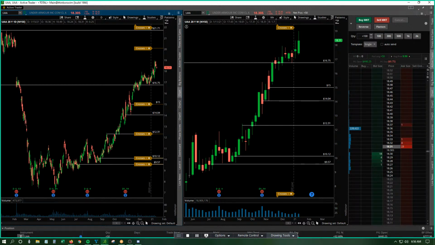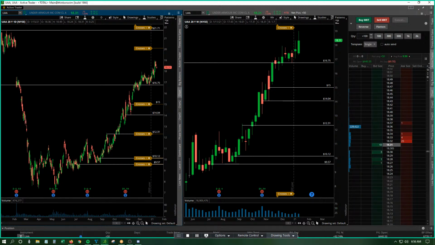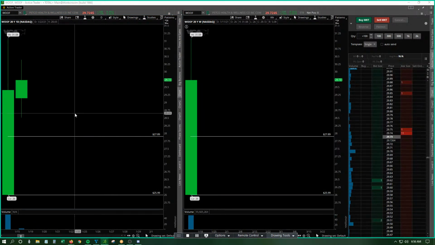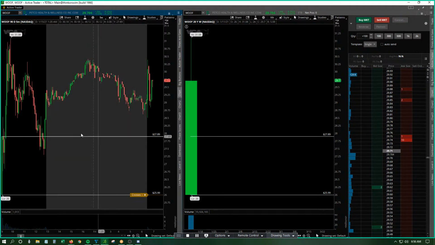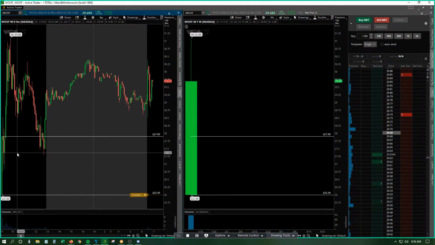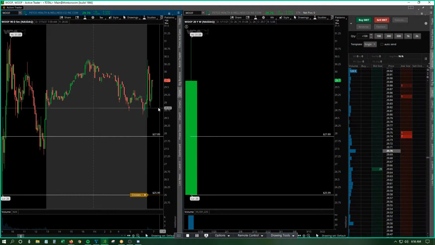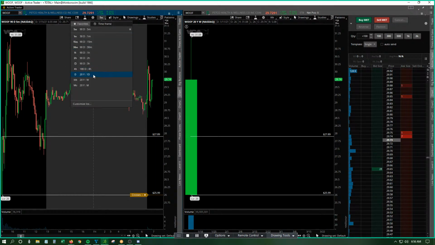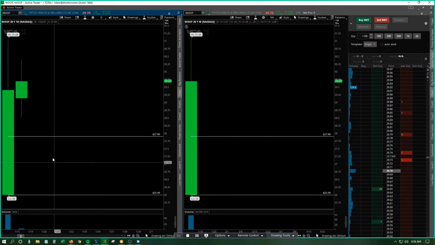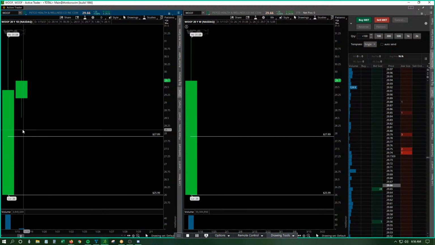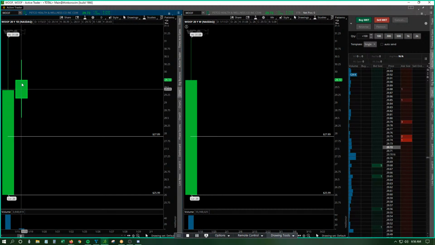What else do we got going on here? Oh yeah, Wolf. Petco public yesterday. Stuck in yesterday's range. I have a couple levels marked. See if it wants to get down there. Could take off from here.